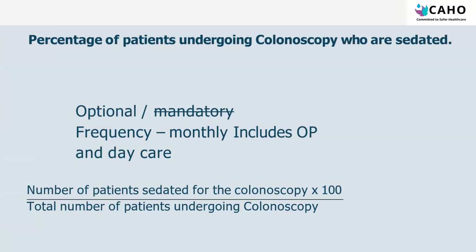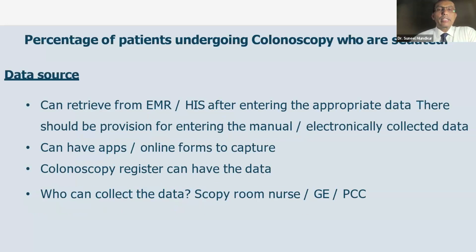This indicator is optional. The frequency is monthly, and it should include outpatients also. This is clearly indicated by the NABH standard. It should include outpatients also, because most of these colonoscopy procedures are done on an outpatient basis or as daycare procedures. The formula is, the numerator is the number of patients sedated for colonoscopy into 100 divided by the total number of patients undergoing colonoscopy. Very, very simple, straightforward formula.